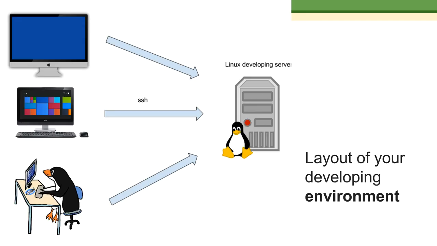So with this idea, you can use every kind of client, like a Mac computer or Windows computer, or another Linux computer, or maybe an Android phone or Android tablet and a Chromebook. You can connect with all of them to your Linux development server, and you're actually developing on that server. So everything remains there and it's independent of the client that you connect from.